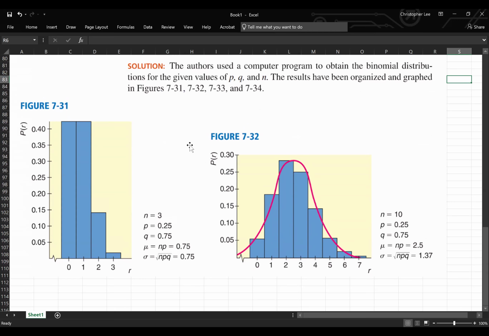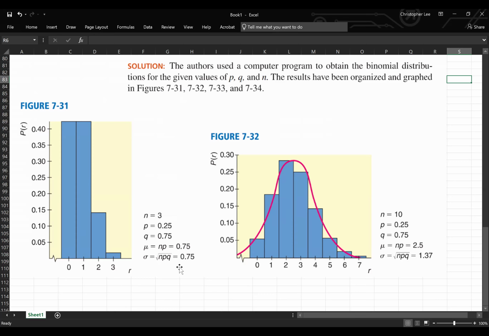So right here we have our n equal to 3. Our probability of success is 0.25. Our probability of failure is 0.75. Right? We have a mean, which is n times p, which is 0.75. And we have our standard deviation, which is the square root of n times p times q, which is 0.75. Right? So boom, there we go.